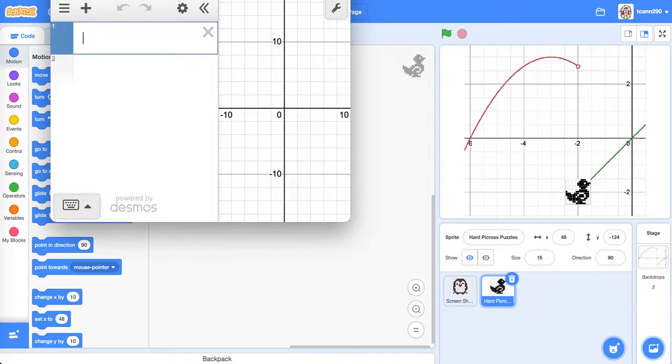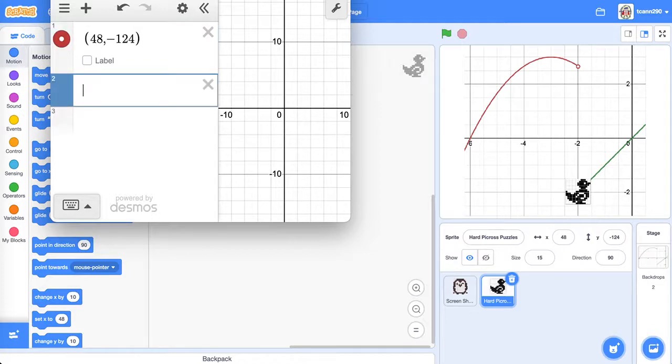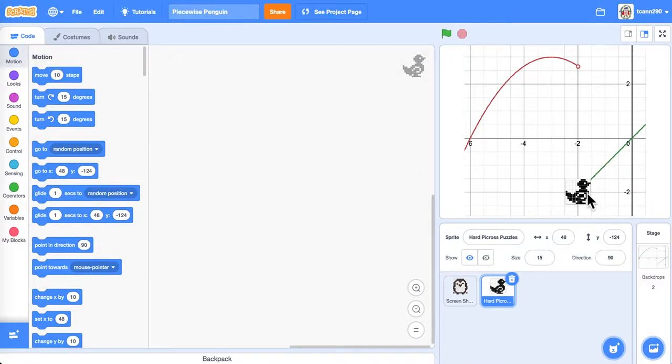So what we do is we compute the equation of a line using information from Scratch. For example, I uploaded this backdrop along with a sprite, and that sprite is located initially at this point, 48, negative 124. So I can type that into Desmos. That would be a single coordinate. All right, so then what I would need is another point along that graph.